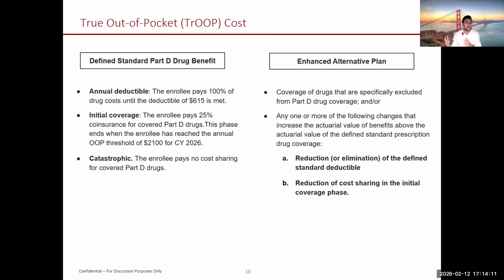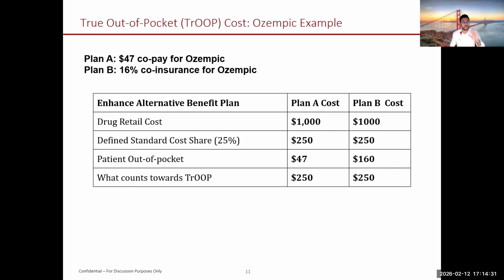Now, if you have an enhanced alternative plan, what ends up happening is you don't have to pay the full $2,100 before you reach your catastrophic coverage cap. That is because the way they calculate your out-of-pocket cost under Medicare Part D all depends on that standard. I know that sounds a bit confusing, but let me illustrate with an example that might give you an idea of what I'm talking about.